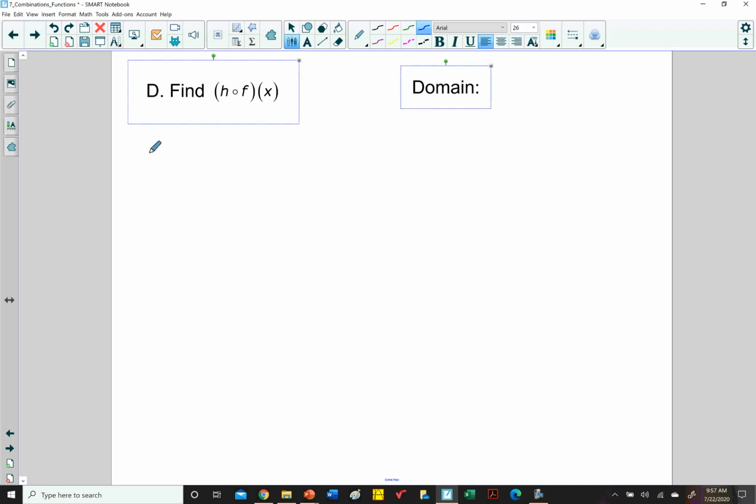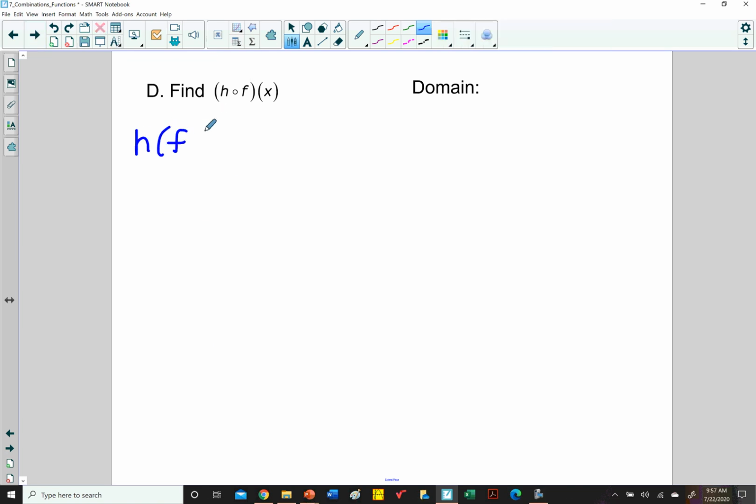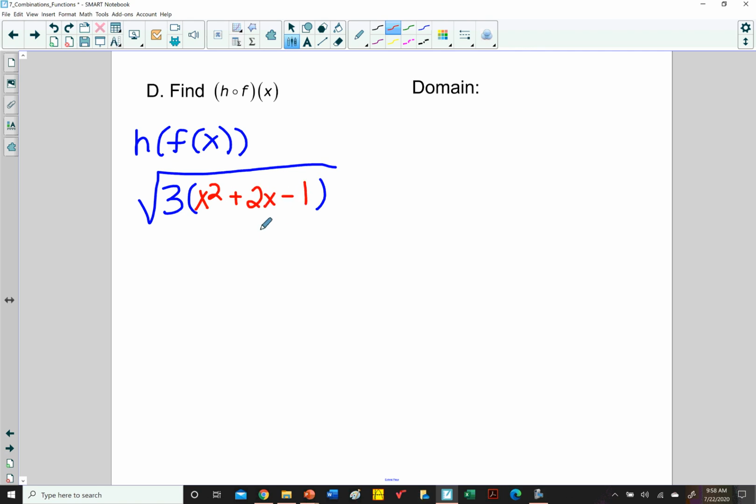Our last example, h of f of x. H of x is the square root of 3x, and we're substituting the parabola in there, so x squared plus 2x minus 1. Now, my domain in here can't be negative, and we have to figure out the argument. I'm going to just leave the square root alone here because this does not factor. So if you wanted, you could complete the square and move that -1 out here.